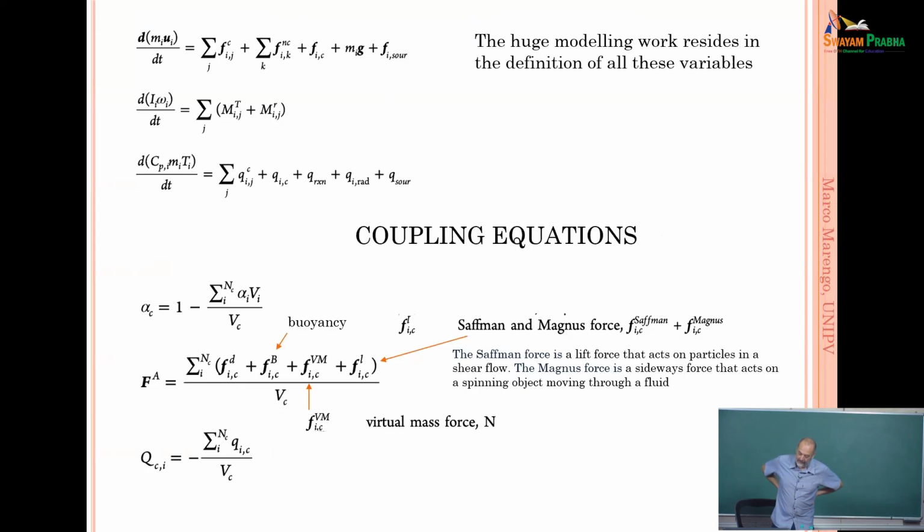And so we have, for example, Fa in the continuum phase equation, the momentum conservation, written again in terms of the forces that are acting on the parcels. And here we have the force linked to the parcels interaction. We have the buoyancy, for example. We have the Saffman and Magnus force. The Saffman force is a lift force. The Magnus force is a force that is related to the spinning of the droplets.